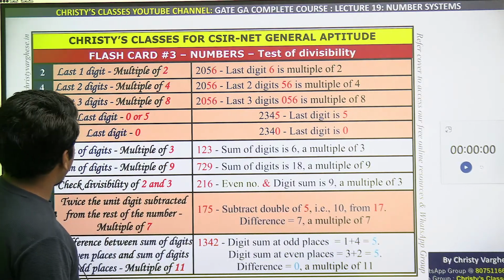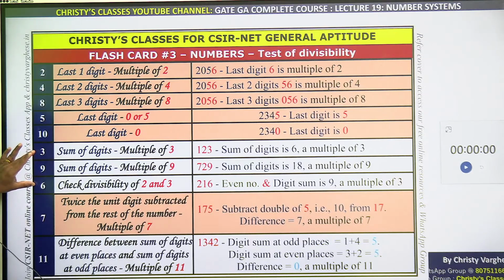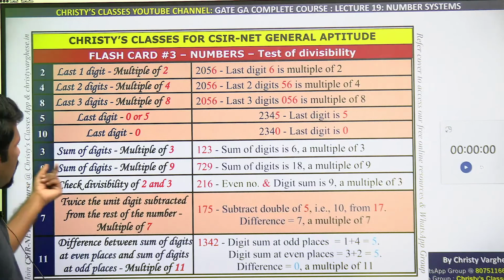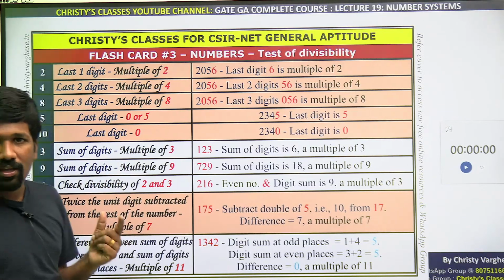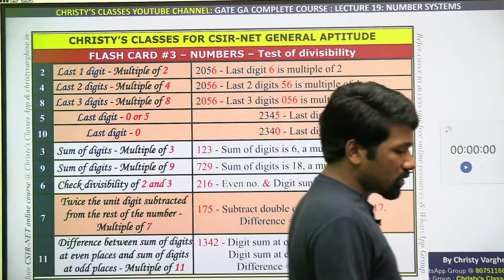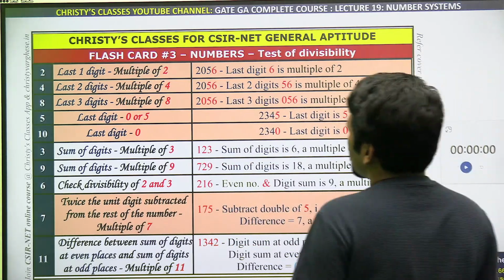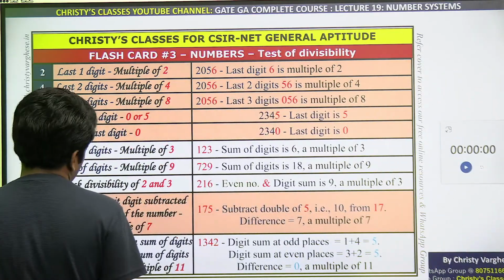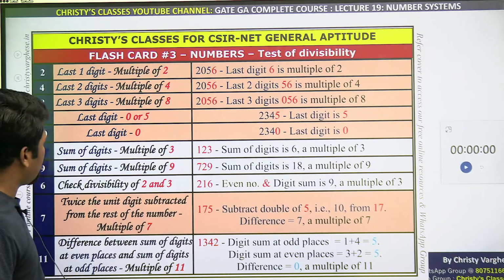So then 3, 9, 6 you can learn together. 3, 9, 6. How to check a number is divisible by 3 or 9 or 6. 3 के लिए sum of digits. In Vedic maths also there is an extension of this technique. So digit sum, sum of digits find करना है. Sum of digits 3 का multiple है तो number भी 3 का multiple है.